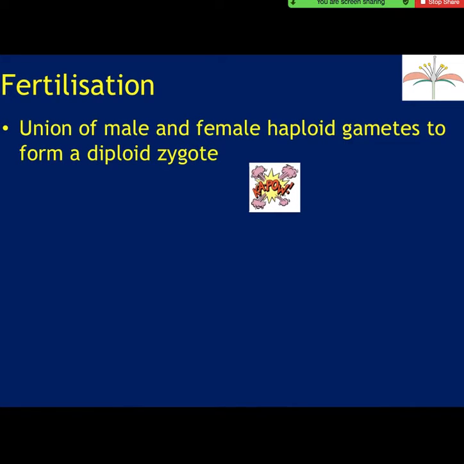So you should have a definition of fertilization from junior cycle. So we will be adding to it a little bit because you now come preloaded with a little bit more information. So it's the union or the fusion of male and female, but we're going to put in the word haploid gametes to form a diploid zygote.